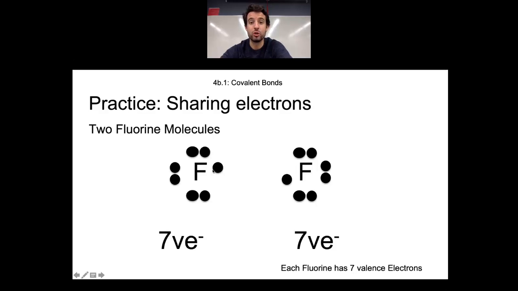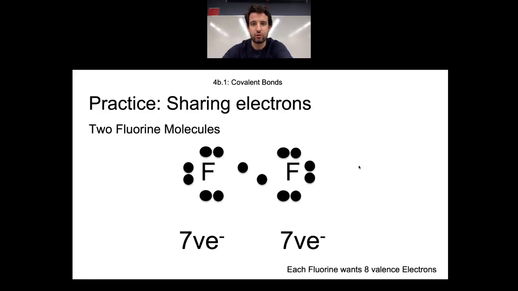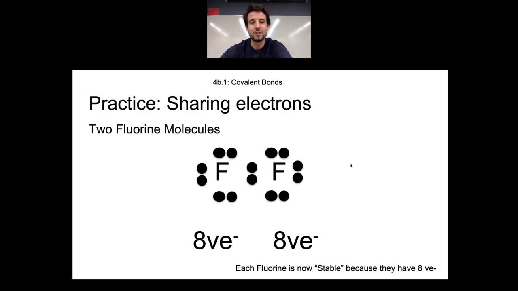Now, what I'm going to show you is how they share them. You ready for this? Remember, the goal is to get 8. Right now they both have 7, so they're unstable. But if we move them closer, they want to get those 8 electrons. They're so close. Bam. See, now they have 8. We've got 2, 4, 6, 8. And 2, 4, 6, 8 for the other fluorine.